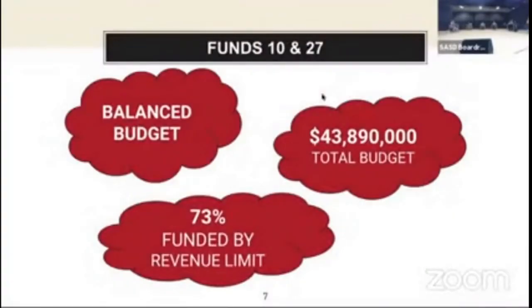Next slide. So first, we're going to focus on funds 10 and 27, and the three big takeaways for these operating funds. First of all, it is a balanced budget, meaning the revenues equal the expenses. The total budget is just shy of 43.9 million, and 73% of that is funded by the revenue limit this year.